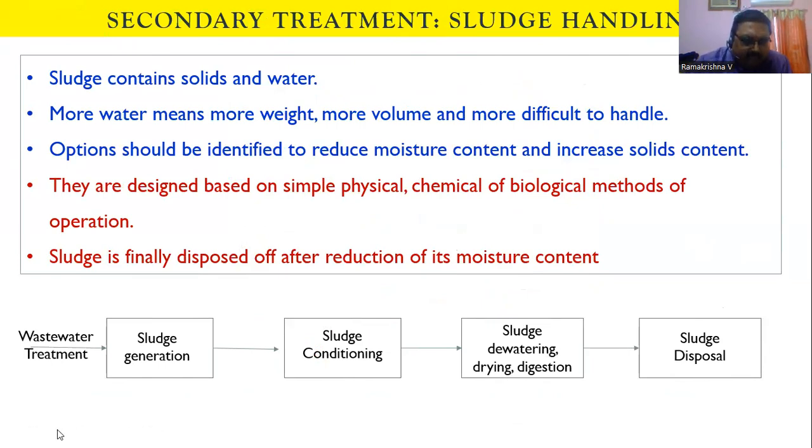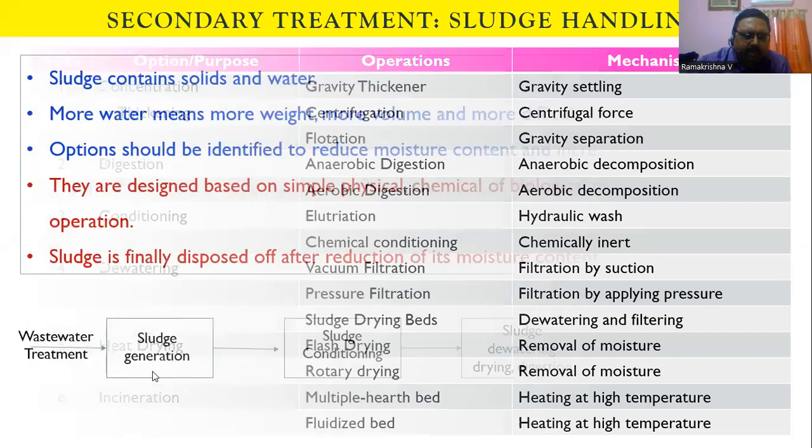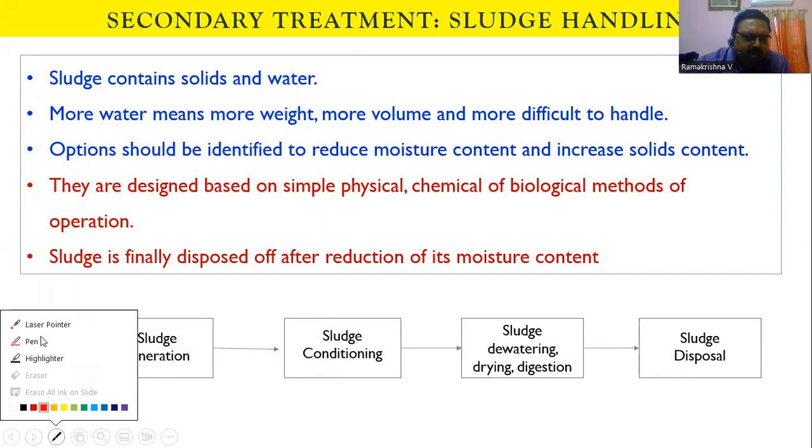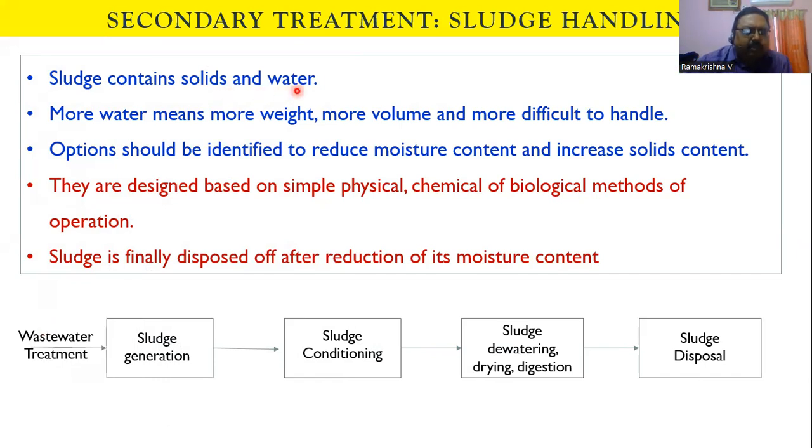To understand the sludge handling, first of all, we should see what the sludge contains. Sludge contains water and solids. So if water is reduced, solids will improve. Very simple. More water means more weight, more volume, and more difficult to handle. So the options we are trying to identify should reduce the moisture content and increase the solids content. These methods are mainly based on some simple physical, chemical, or biological methods.